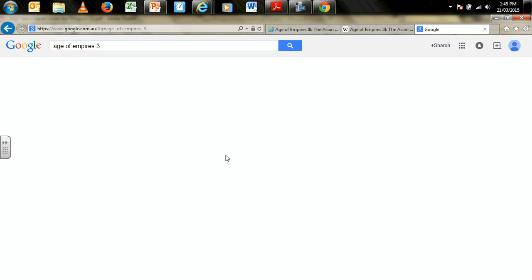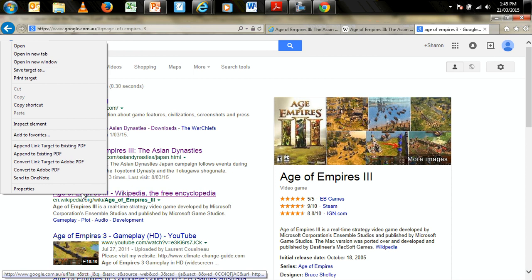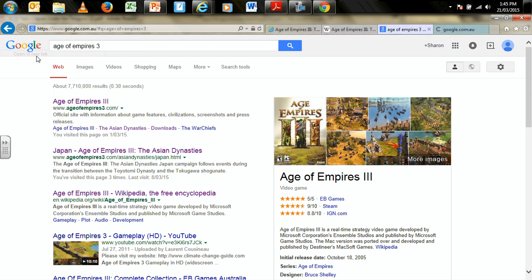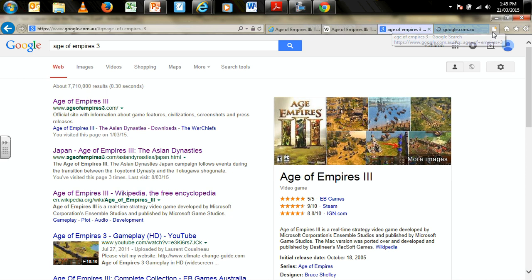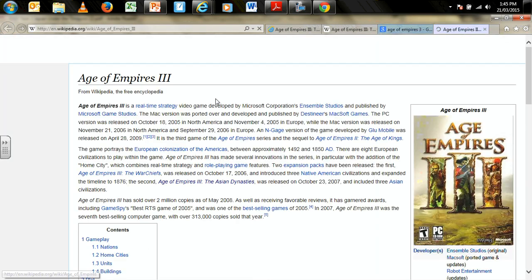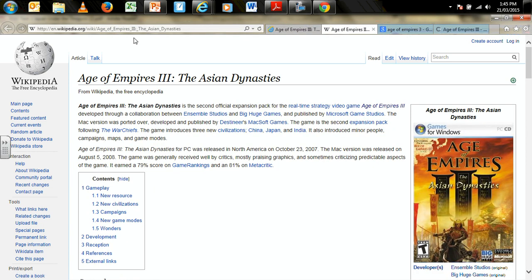They were just typing in Age of Empires 3, and you actually get a really different page if you load this page. And this page over here is not going to give you the information that you need. So make sure that it's not Age of Empires 3, but it's Age of Empires 3 with the Asian dynasties.